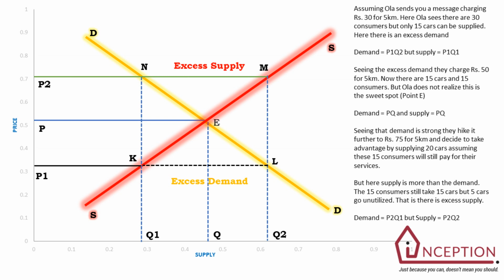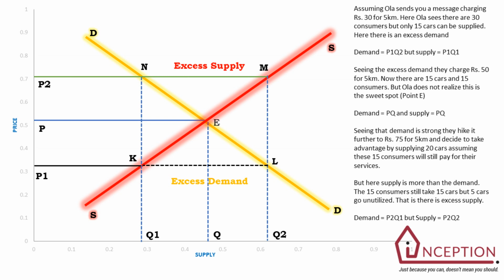So the supplier decides to take advantage. Seeing that the demand is strong, they hike it further to rupees 75 for 5 kilometers and decide to take advantage by supplying more cars, assuming there are 15 consumers who are still willing to pay for their services. Now Ola is under the impression, hey, let's try to take advantage of this situation. Let's try to see if the consumers are still ready to pay rupees 75 for 5 kilometers. The supplier is under the impression that if you are able to pay from 30 to 50, you're also able to pay from 50 to 75. So hence the law of supply.